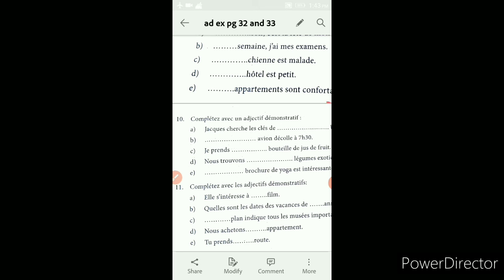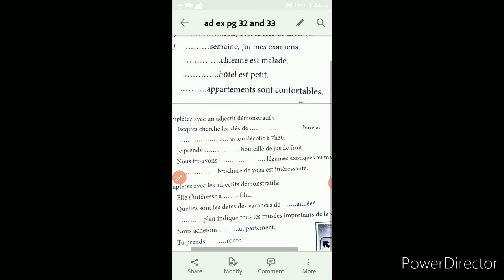The next exercise on page number 33 is also the same. Elle s'intéresse à ce film. Film means film only, but it is ending up with other alphabets, so you have to put CE. She is interested in this film. Ce film. Then, quelles sont les dates de vacances de cette année? What are all the vacation dates of this year? Listen carefully. It is starting with a vowel.